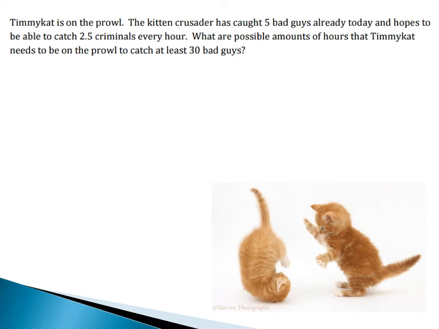So I want to know, what are the possible amounts of hours that Timmy Cat needs to be on the prowl to catch at least 30 bad guys? So I want to know the number of hours. We're going to label that as X. Here's what we know. We know that Timmy Cat has already caught 5 bad guys. So we're going to start off with 5. And it says he's going to catch 2.5 criminals every hour. So how are we going to label that? He's going to start off with 5, and every hour he's going to catch 2.5. So I'm going to write that as plus 2.5x.